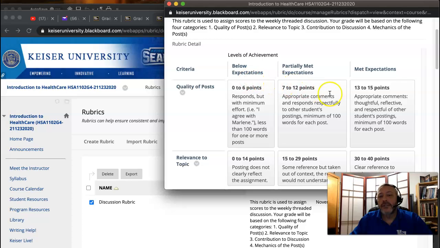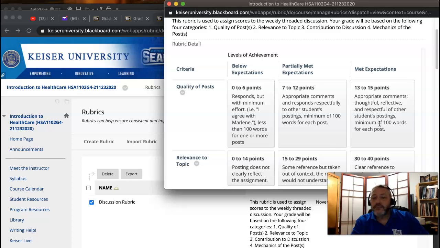So for the quality of posts, you have met expectations, partially met expectations, and below expectations. For quality of posts, I'm looking at whether you were thoughtful, reflective, and respectful in your responses. Were your responses at least 100 words? Most people are thoughtful, reflective, and respectful, so I don't necessarily have to look for that all the time because everybody's usually that way when they respond. However, I do have to look for the number of words that you're providing per post. And again, 100 words for each post, as it says there. You can earn up to 15 points.